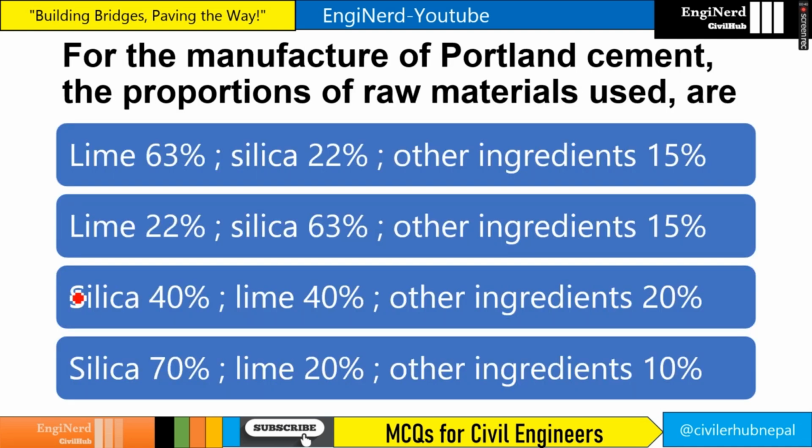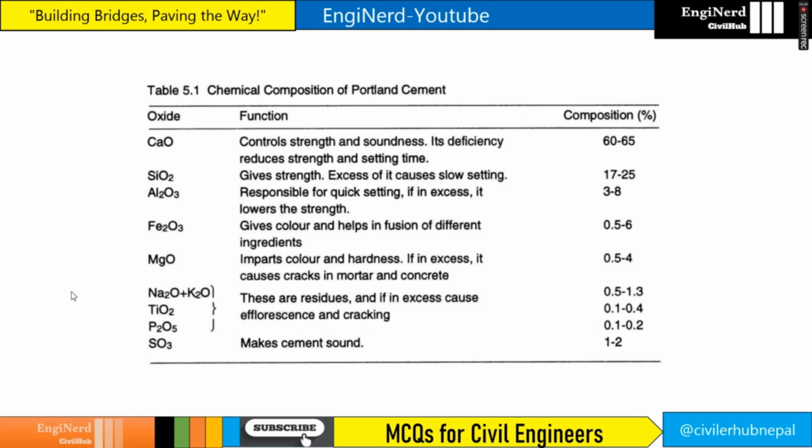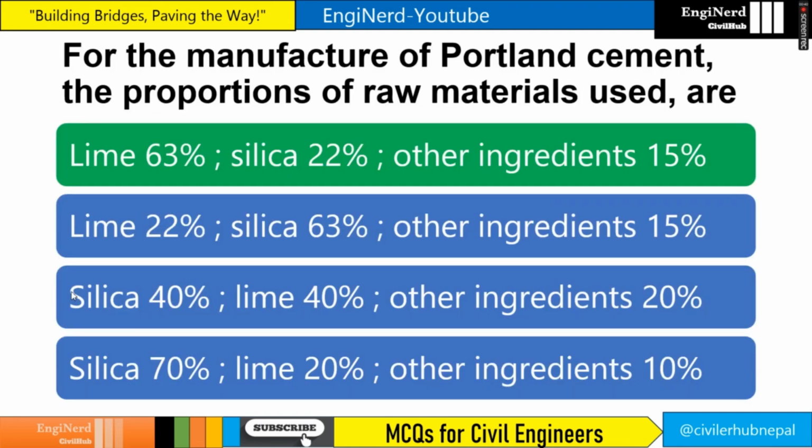For the manufacture of Portland cement, the proportion of raw materials used are 63% lime, silica 22%, and other ingredients 15%. If you see here, 60 to 65 lime, 17 to 25 silica, and others 15%, right? So our answer will be the first one.